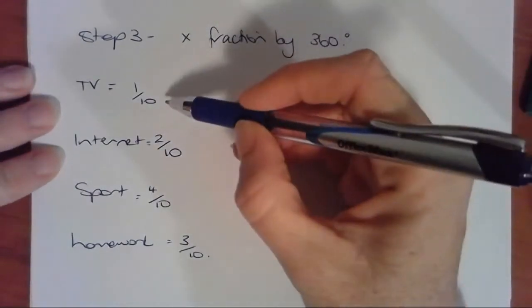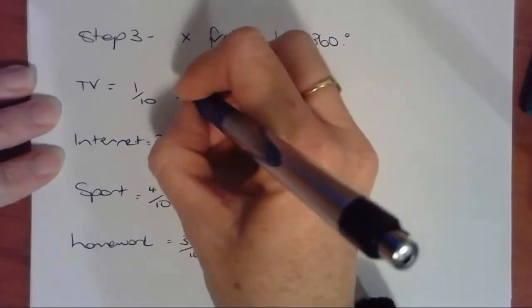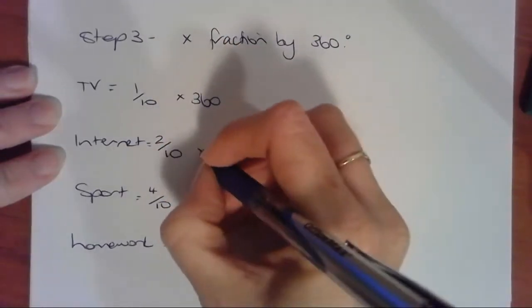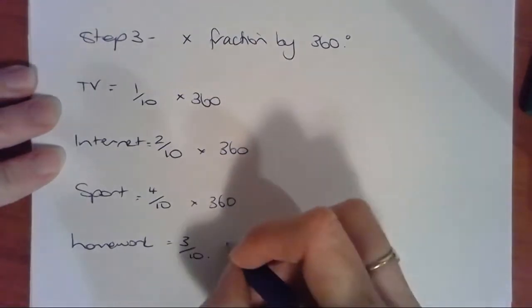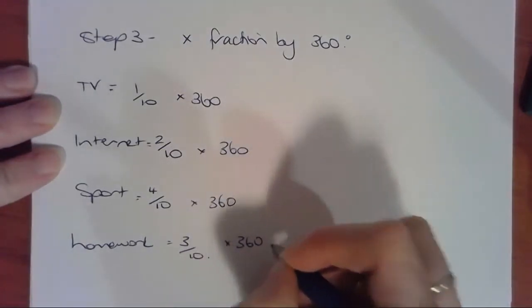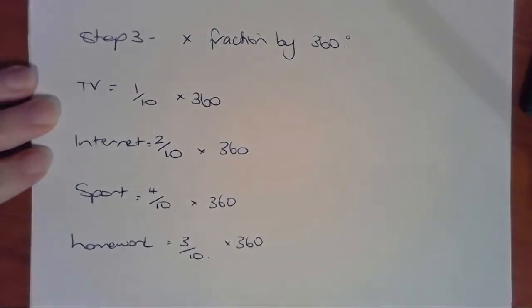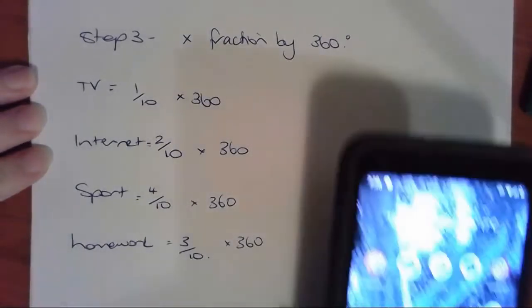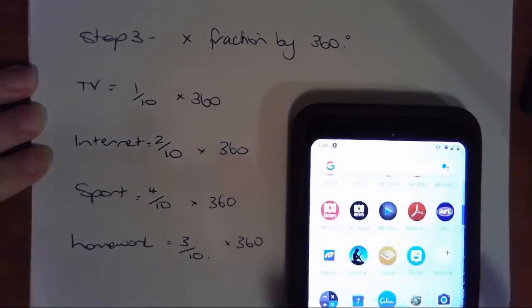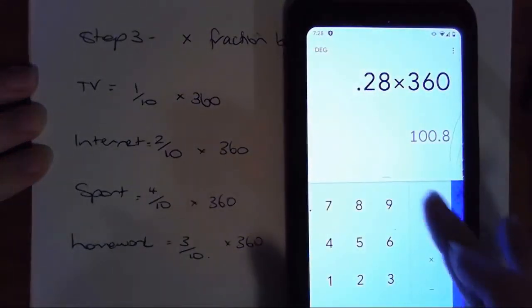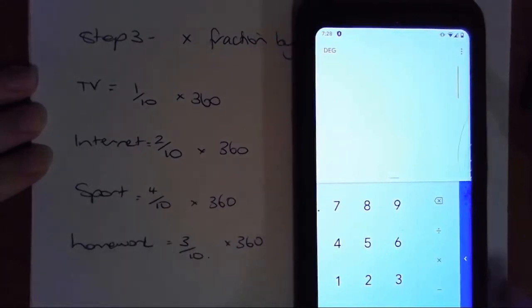Okay, so TV we had as 1/10. I'm going to times that by 360. 2/10 by 360. Remember, 360 representing the degrees in the total circle of the pie chart. Now, using your calculator, I've just got my phone one here. You are going to times it by 360.